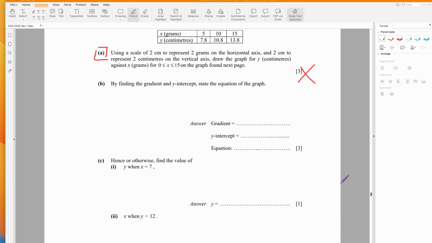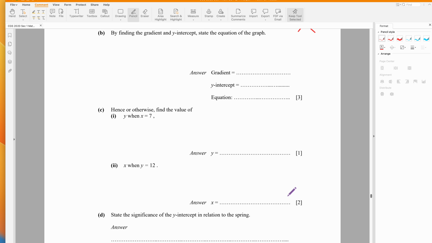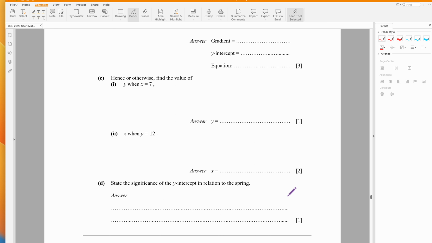Next, C. What's C? I have to redo it because my line was wrong. But you get your this one already. Yeah, you have to redo it. I calculated it out. Actually, you can use your graph if you want.